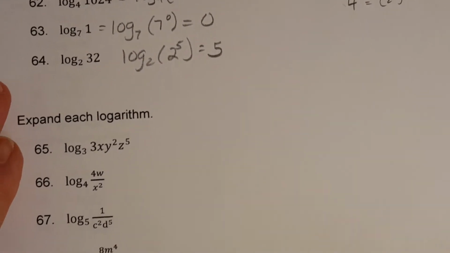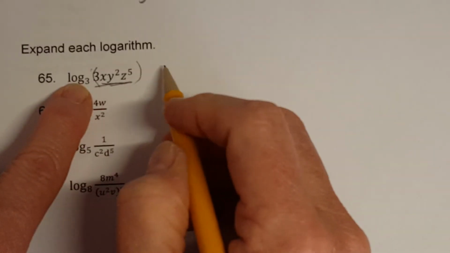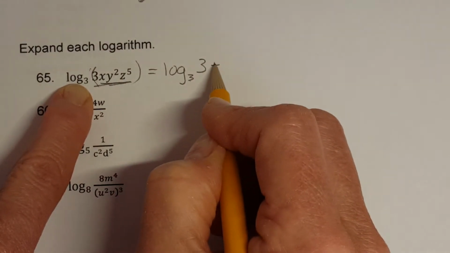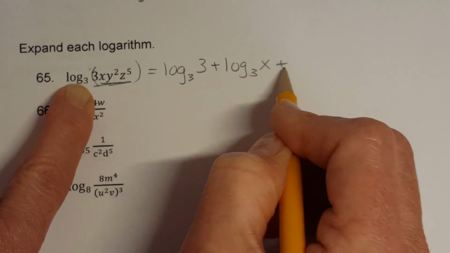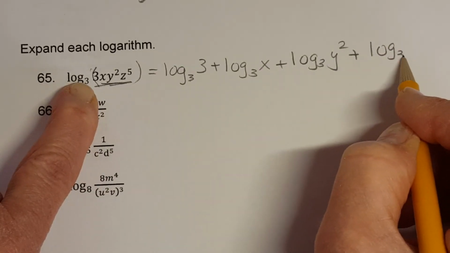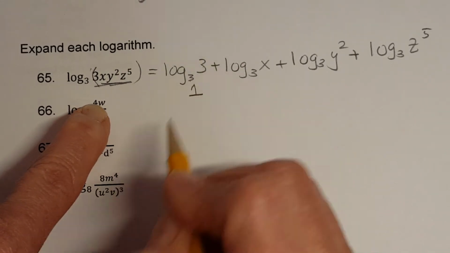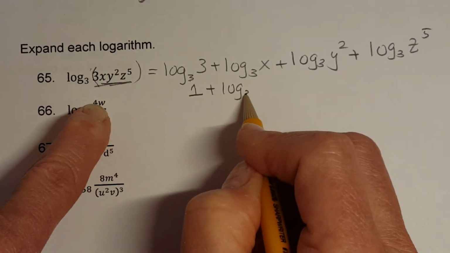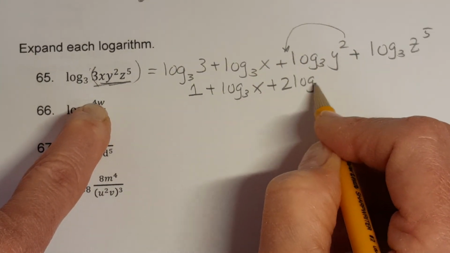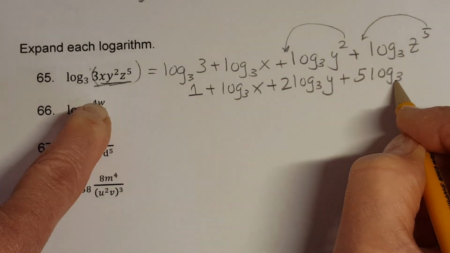Okay, the next part says expand these logarithms. Anytime you have a product inside the log function, you can separate them into separate logs by addition. So log base 3 of 3 plus log base 3 of x plus log base 3 of y squared plus log base 3 of z to the 5th. And now we have to finish it. Log base 3 of 3 is equal to 1, plus log base 3 of x. When I have a power, the power comes out front, so we get plus 2 log base 3 of y, plus 5 log base 3 of z.